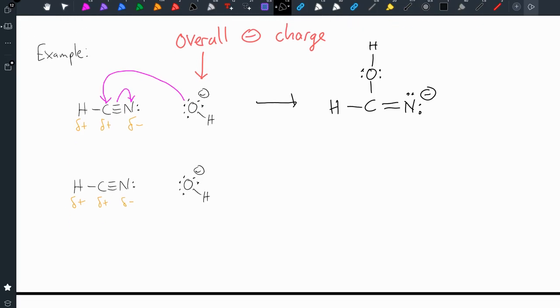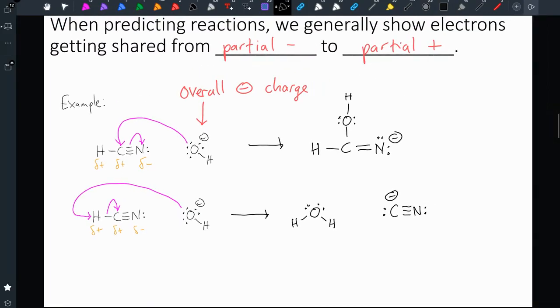The other possibility would be to share electrons with hydrogen. And if I do that, I have to break the hydrogen-carbon bond to make space. What will that give me? Well, now I'm going to have water as one product, and I'm going to have this cyanide ion as my other product. So when you're making predictions, those would be the kinds of things that you do.